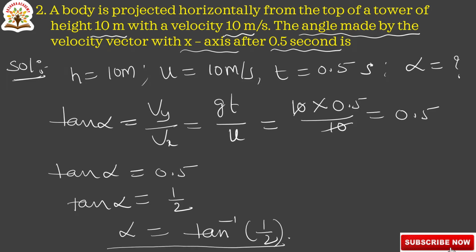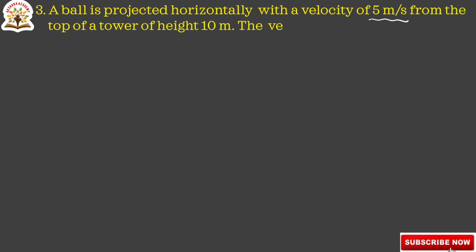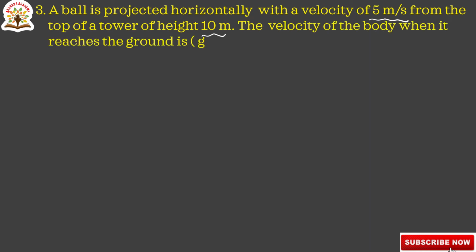Okay, next we will go to the next question. Third one. A ball is projected horizontally with a velocity of 5 meters per second from the top of a tower of height 10 meters. The velocity of the body when it reaches the ground is. Here we have to calculate velocity of the body when it reaches the ground. The given g is 10 meters per second square. Now let us go to the solution.